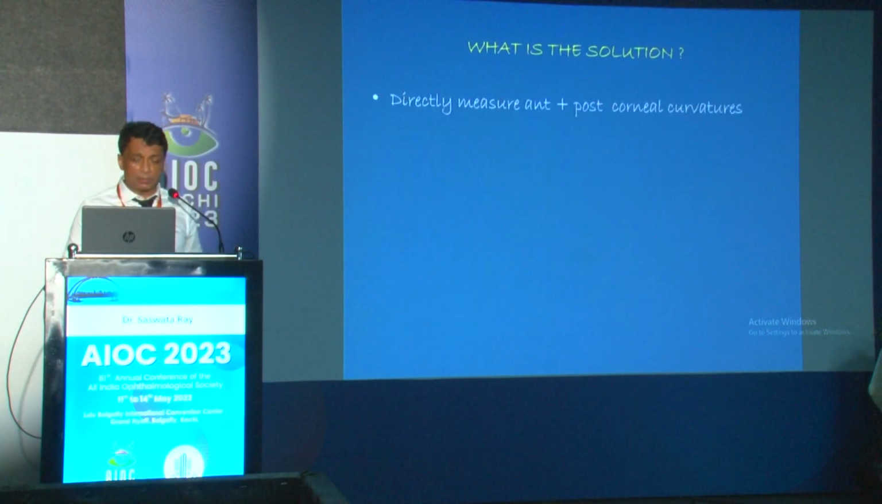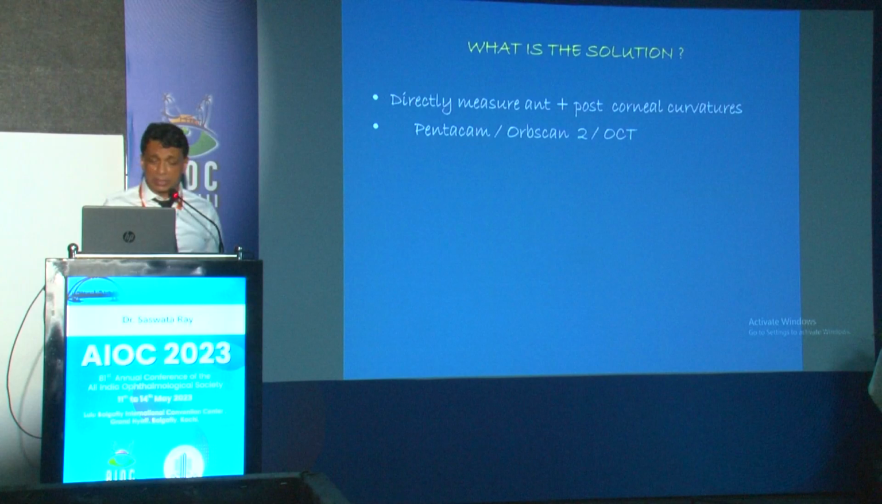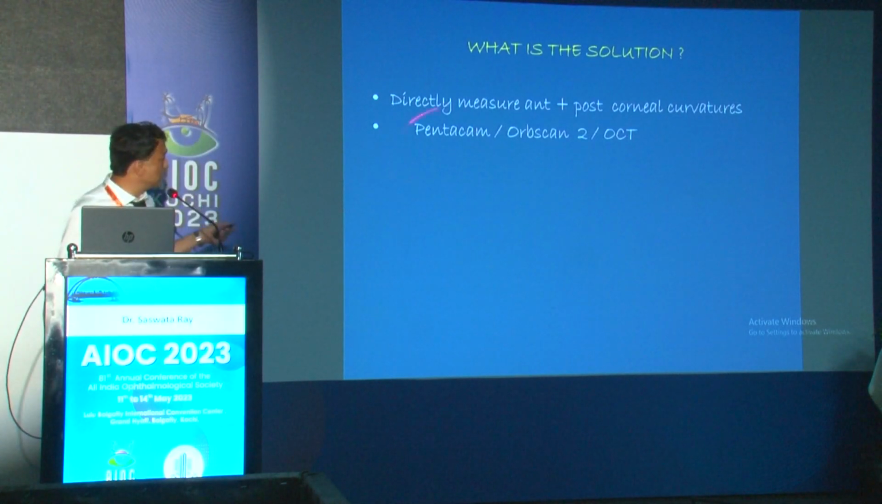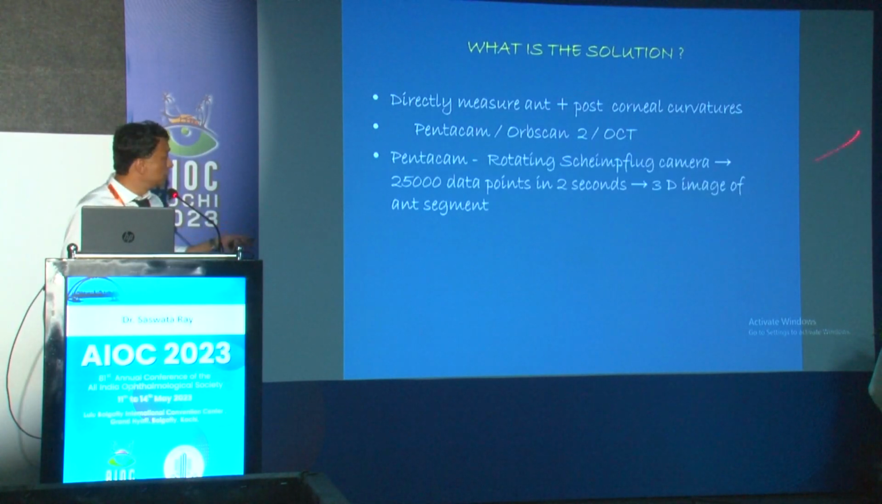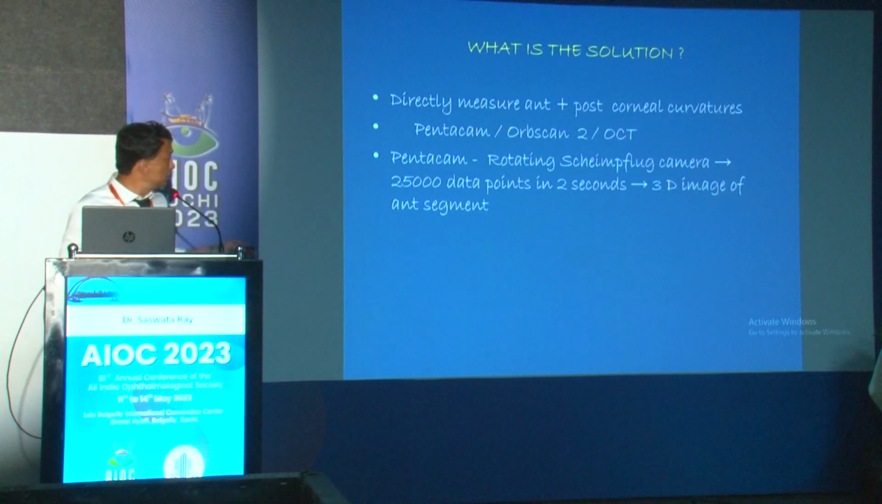So we do direct measurements, anterior and posterior corneal curve. How do we do that? We use topographers like Pentacam, Orbscan 2 or OCT, whatever is available. The nowadays standard of care is Pentacam with its Scheimpflug camera. In 2 seconds, it captures 25,000 points. And because it has a single fixed meridian, if there is a movement of the eye in the 2 seconds that it needs to capture, that error can be minimized. So this is nowadays the instrument of choice for most of us.